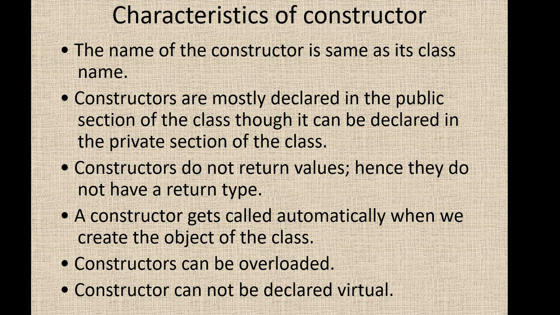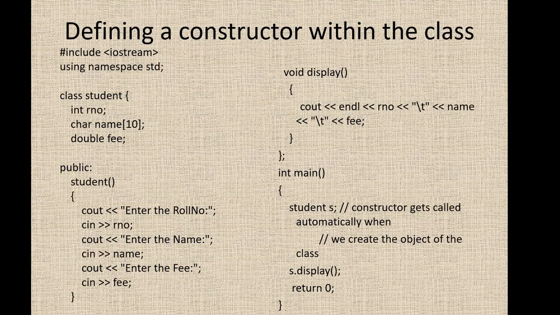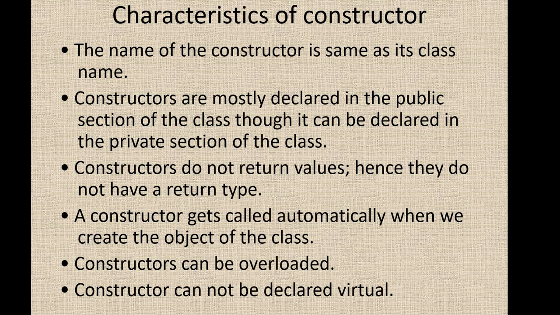Then the constructor gets called automatically when we create the object of the class. As discussed earlier, when we create objects for the class in the main method, the constructor gets called automatically. Even if we don't explicitly call a constructor, it will be called when we create an object for the particular class.